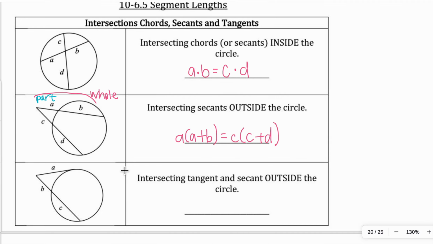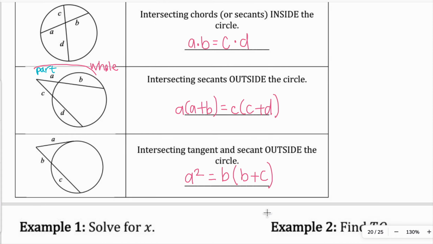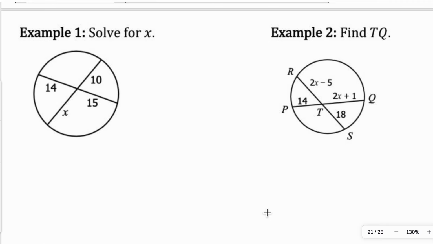And then when you have an intersecting tangent and a secant outside of the circle, that can be found by doing A times A, or A squared, is equal to part times whole again. So B times B plus C. So that's a good starting point for our notes here. Make sure you have those filled in, and then let's get ready to try some questions very similar to that.